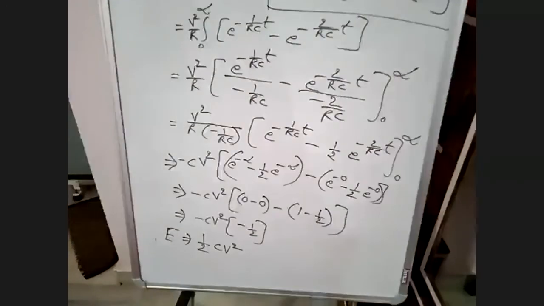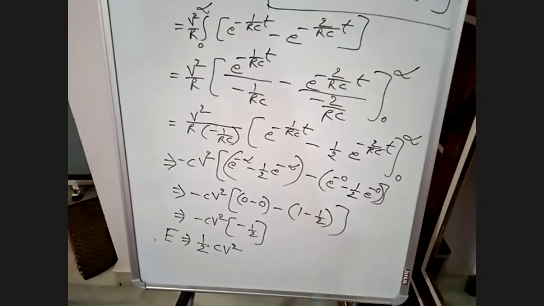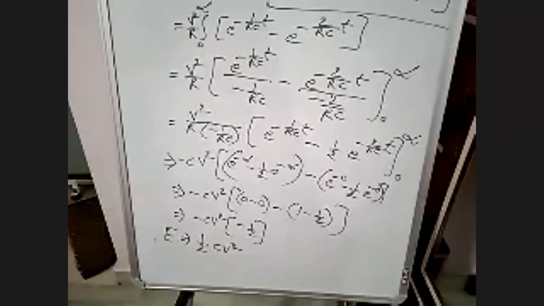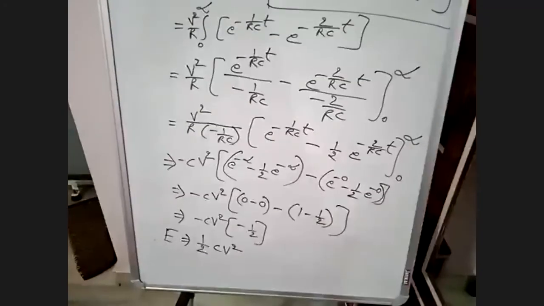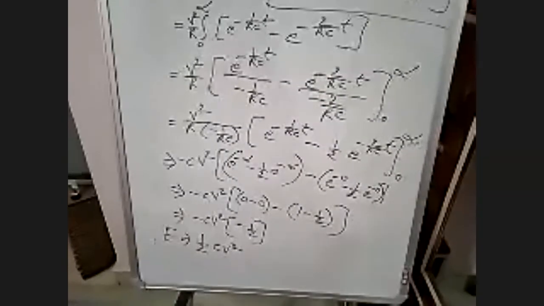Okay. So in a capacitor, electrical energy is stored, half CV square. But in an inductor, what is the energy stored? Magnetic energy. What is the formula for magnetic energy in the inductor? Half Li square.